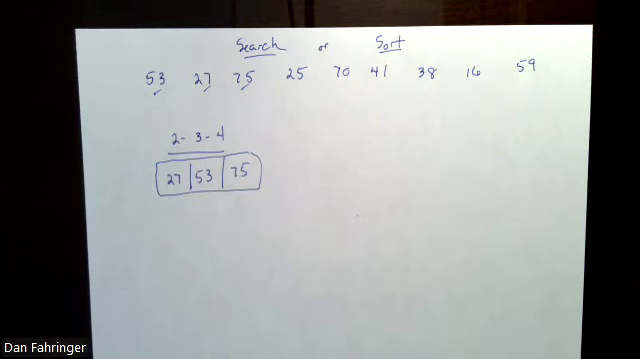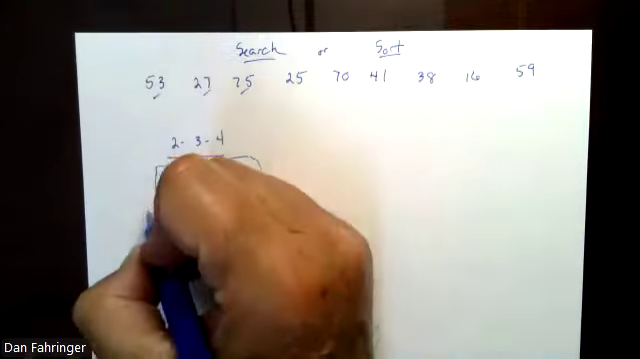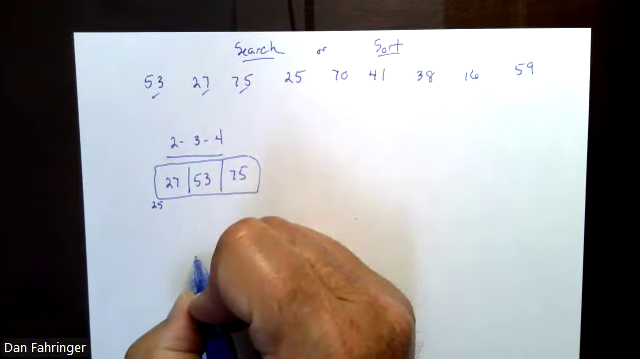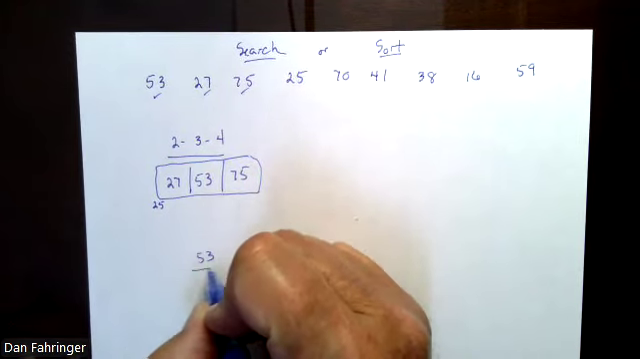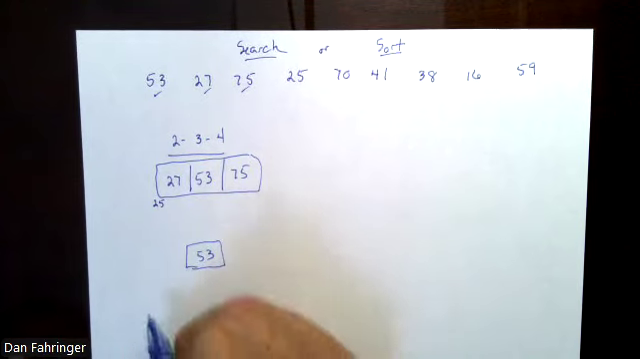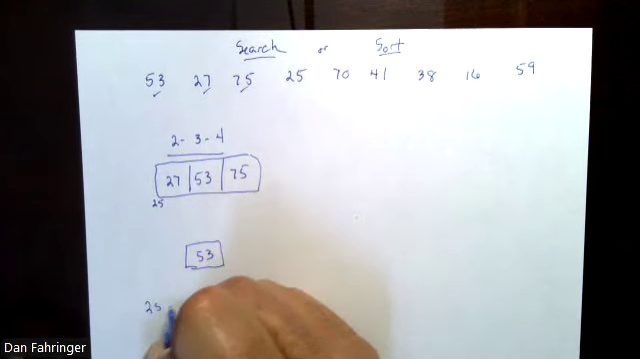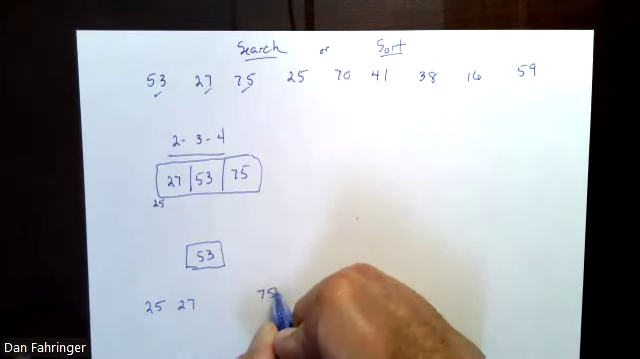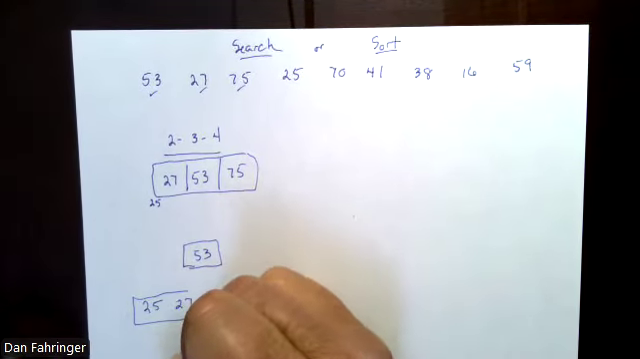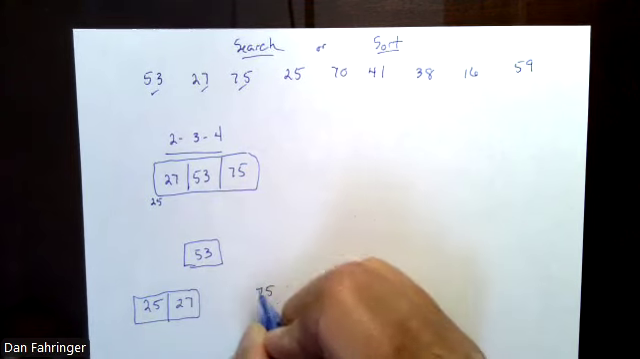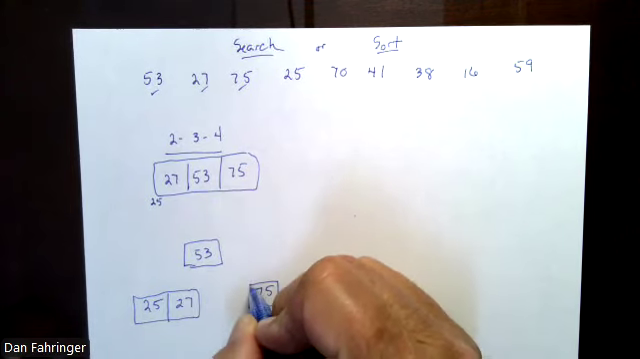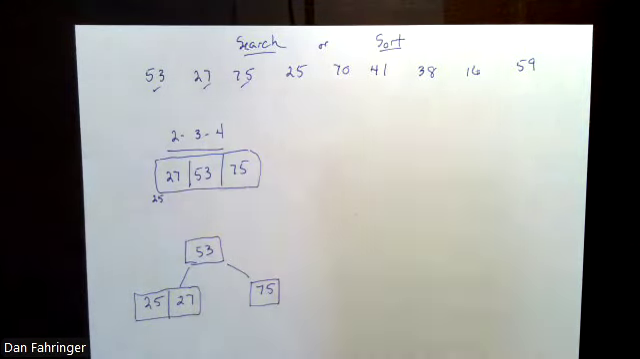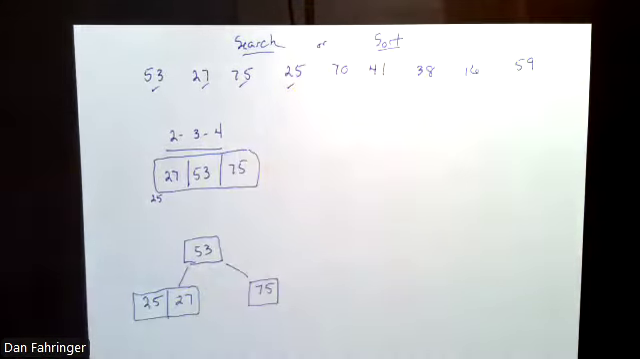25. 25 is going to topple that left side. It's going to try to come in here. So now all of a sudden I have 53 sitting there all by itself. Over here I have 25. I have 27. Over here I have 75. The middle stayed. Thank you, 25.